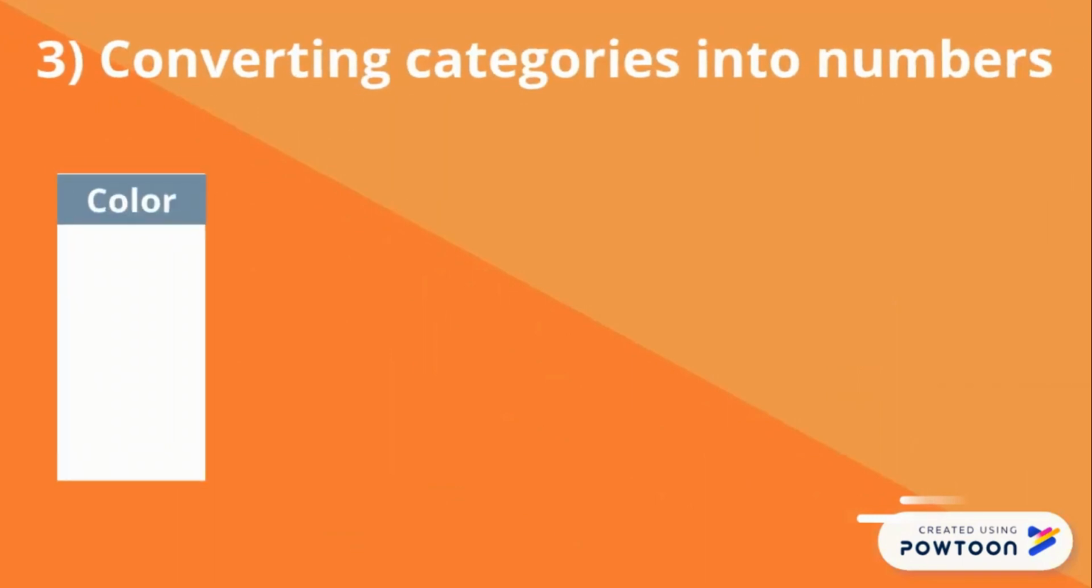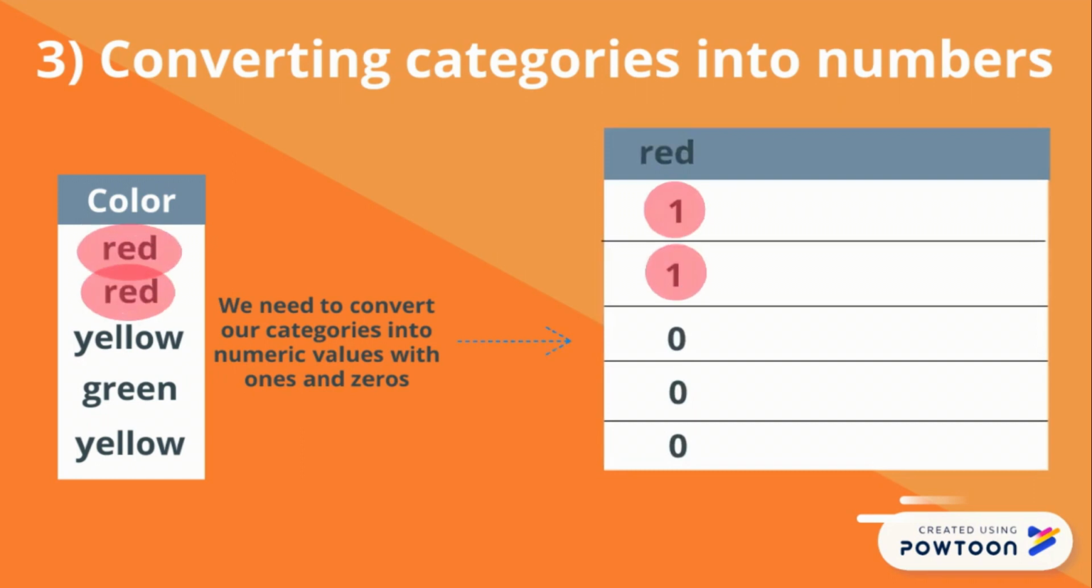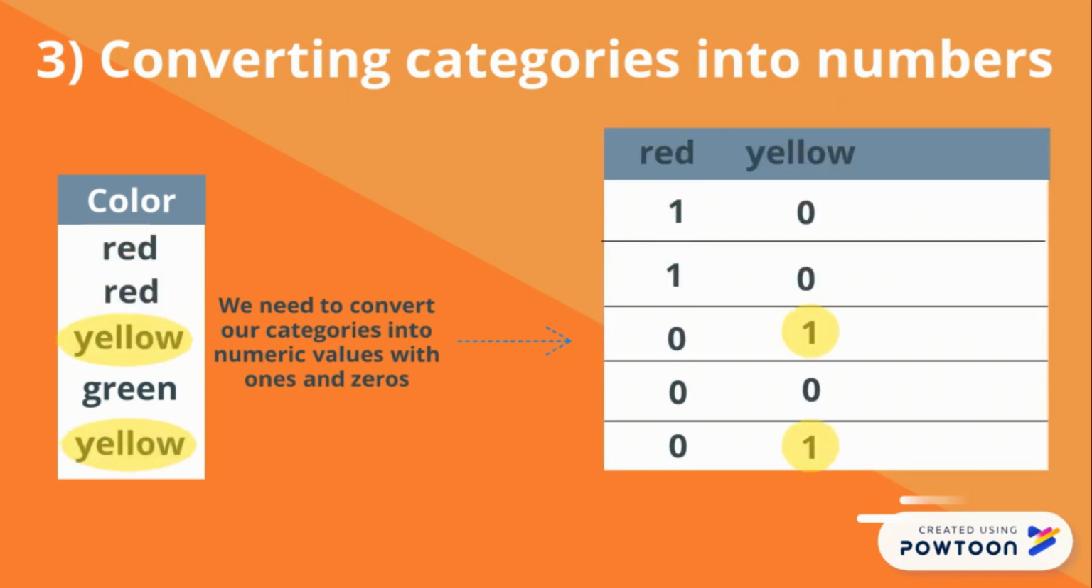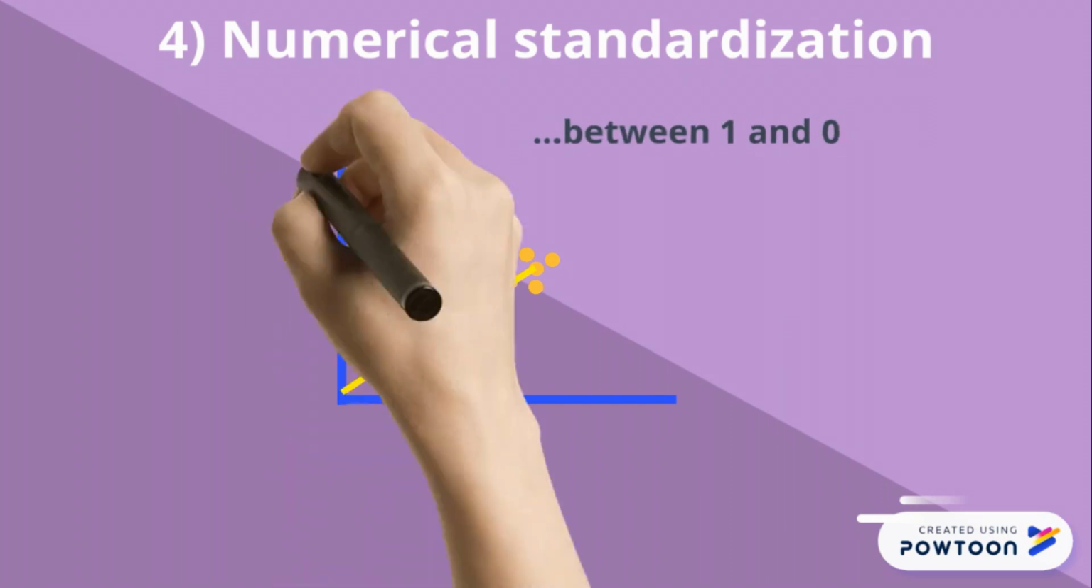A useful technique we may need is to convert our categories into numerical features. Next, it is useful to scale data for computing optimization by compressing it between 1 and 0.